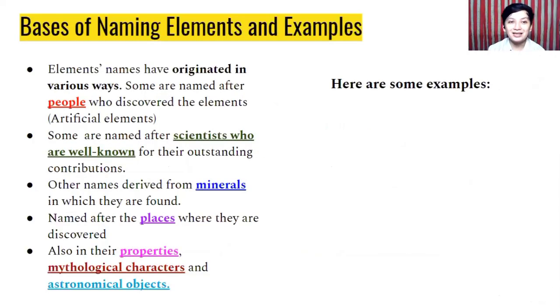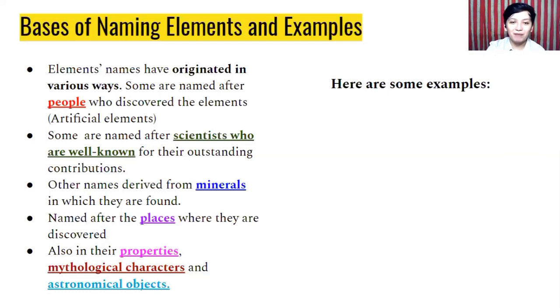And these are the bases of naming elements and its examples. Element names have originated in various ways. They are named after people who discovered the elements, and some of them are artificial elements. Some are named after scientists who are well known for their outstanding contributions. So, if you are a famous scientist, one of these days you can be named after an element. Okay? And not only that, because some of the artificial, man-made elements are named after those people.